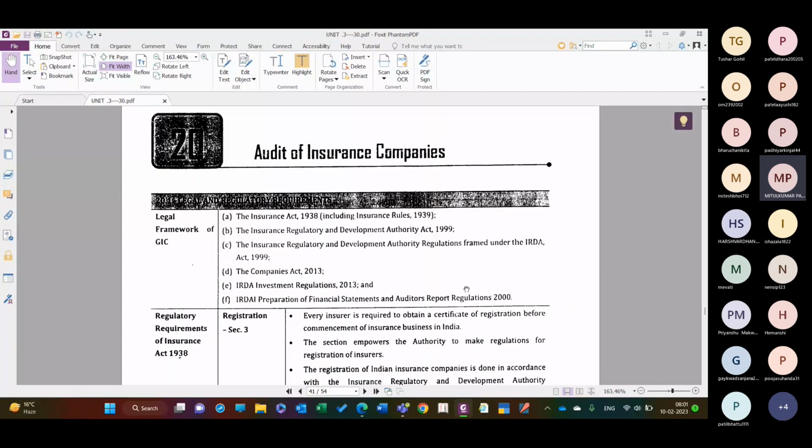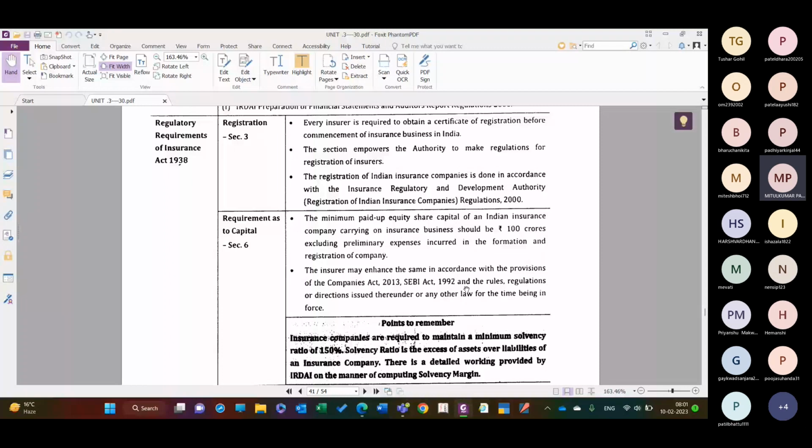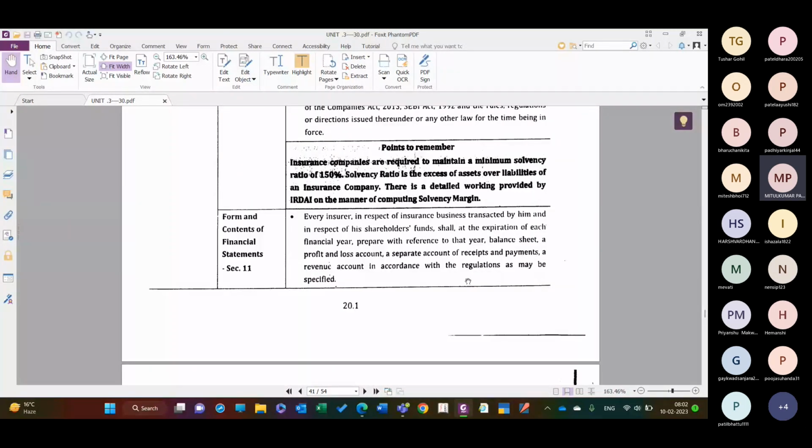So, in the last sessions, we were discussing the audit of an insurance company. We understood the legal and regulatory requirements. Different laws are applicable, and regulatory requirements like registration, and the capital requirement necessary for the commencement of the business and for the constitution of an insurance business, that is 100 crores, right? Then forms and contents of the financial statements as per Section 11. Then audit is again mandatory.